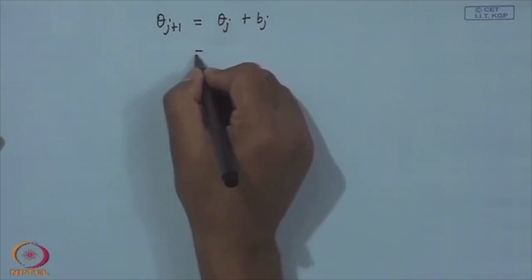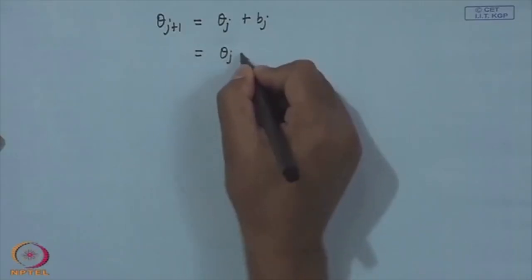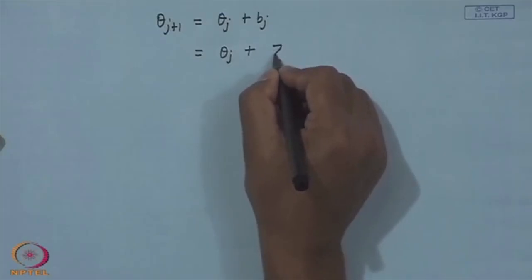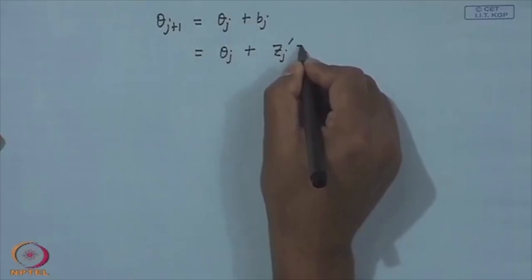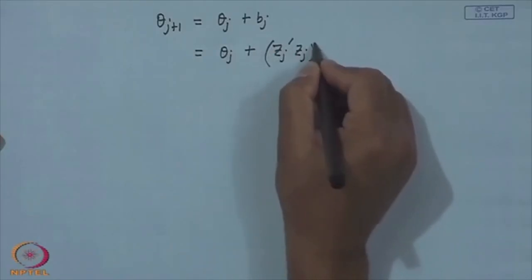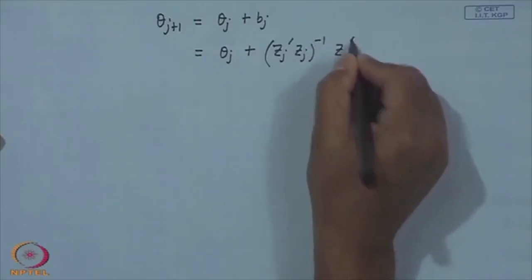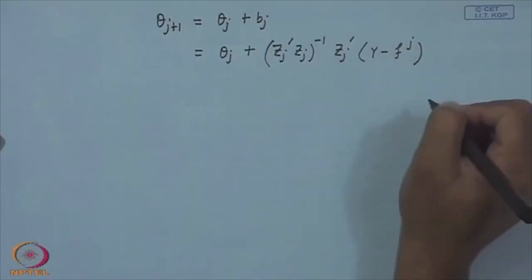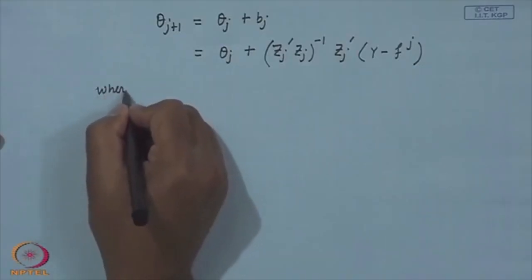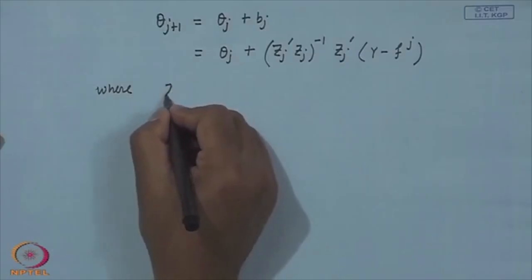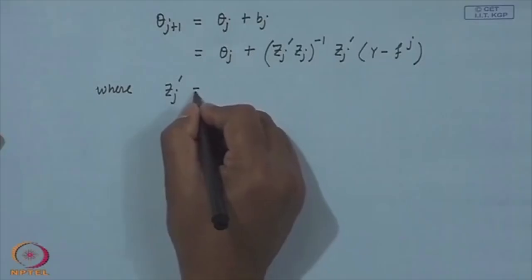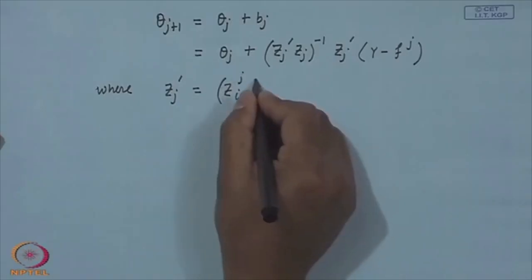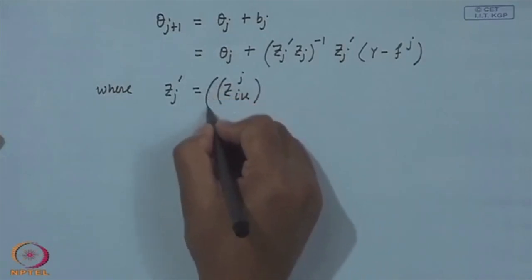Okay. So, this one is nothing but theta j plus b j. We know what this b j is. b j is z j prime z j inverse z j prime times y minus f j. Okay. So, where this z j prime is equal to z i u to the power of j, I mean the notation, not to the power of j, this one.